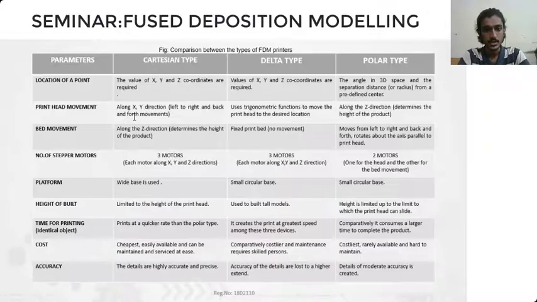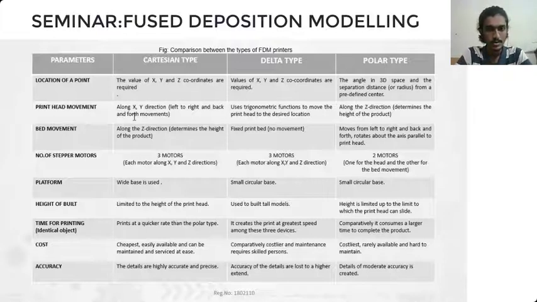And for further classification and comparison, we can take a look at the table. As initially mentioned about the print head and print bed movement. In a Cartesian system, in order to locate a point, three values about its X, Y, Z axis should be provided by the user. Whereas in Delta type, also X, Y, Z coordinates have to be provided. Whereas in Polar type, we have to give the angle, the radius where the point occurs, and also the height in the vertical direction where the point occurs.